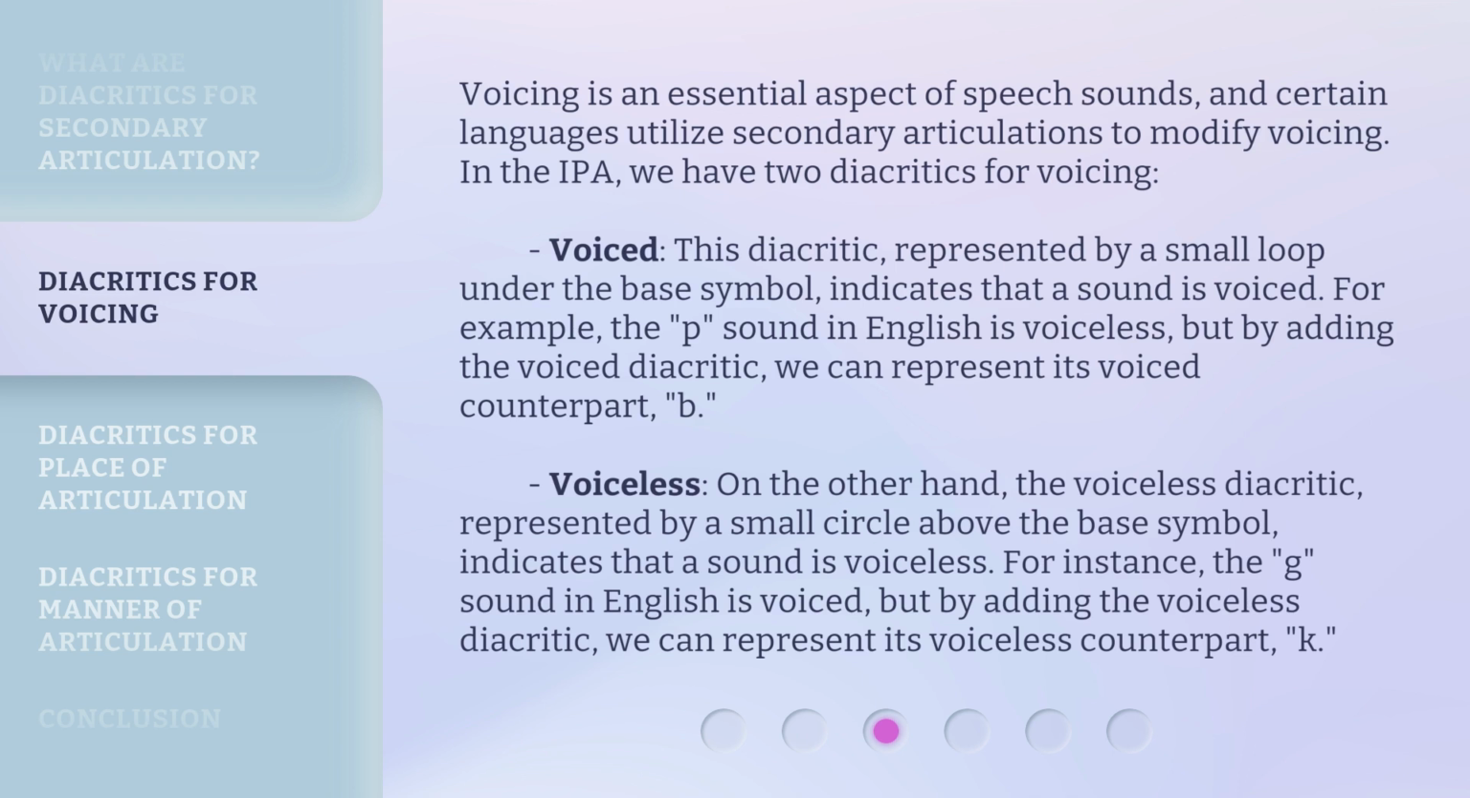counterpart, B. Voiceless. On the other hand, the voiceless diacritic, represented by a small circle above the base symbol, indicates that a sound is voiceless. For instance, the G sound in English is voiced, but by adding the voiceless diacritic, we can represent its voiceless counterpart, K.